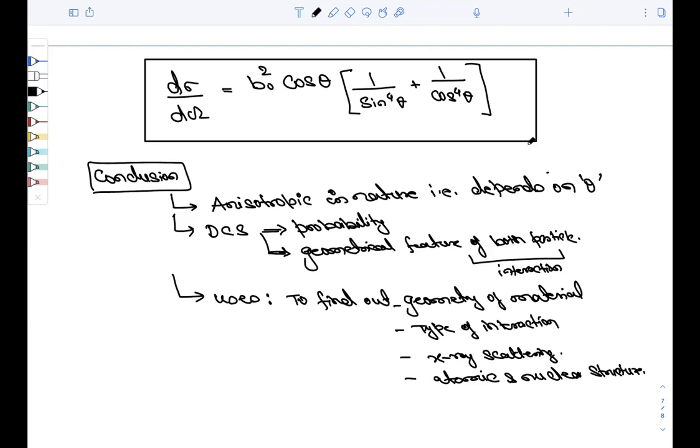But look, if you try to write this mathematically in great detail, like what the dependency on theta is, then in examination I will suggest that you do not go into much detail. Just tell that it is anisotropic in nature. It is not isotropic. It will not be the same at every angle. It depends upon theta. It depends where we are placing the detector.